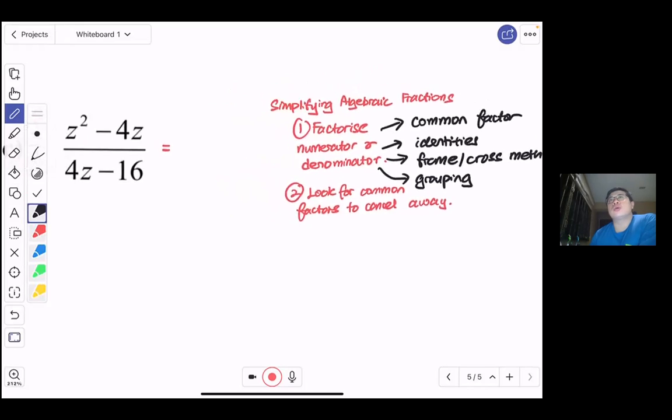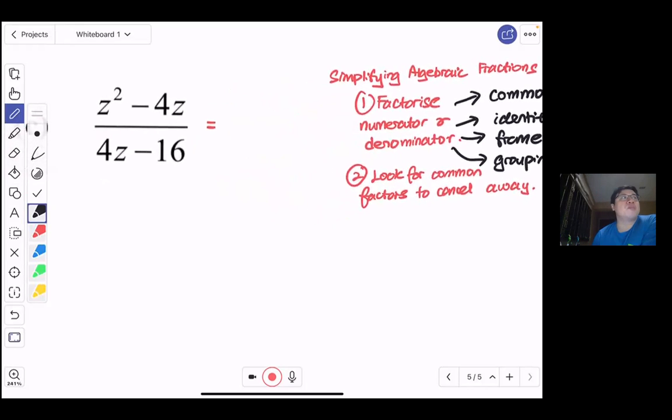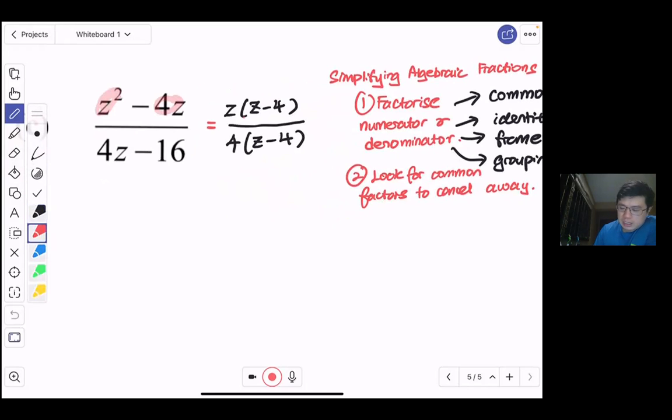Next, if you look at this question here, z squared minus 4z, 2 terms, so we just pull out the common factor. This is z bracket z minus 4, and the denominator, when you pull out a 4, this is z minus 4. So that ensures that you can see that there's a common factor of z minus 4 at the top and at the bottom. After that, cancel it off, and you have z over 4 as the final answer.